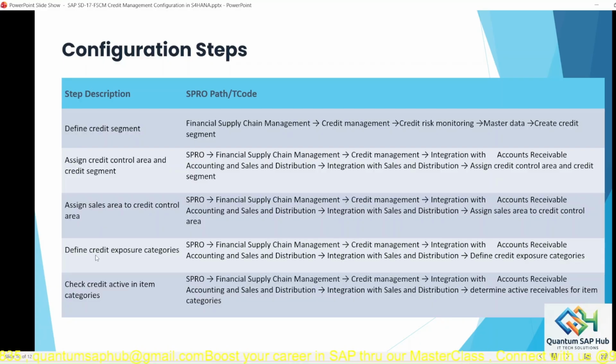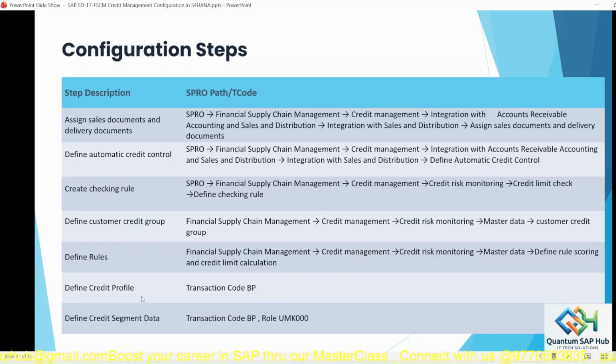Then you define credit exposure categories. You check that credit is active in item categories. Assign sales documents and delivery documents. Define automatic credit control. Create the checking rule. Define the customer credit group. Define rules. Define the credit profile. Define the credit segment data, which is in the business partner.